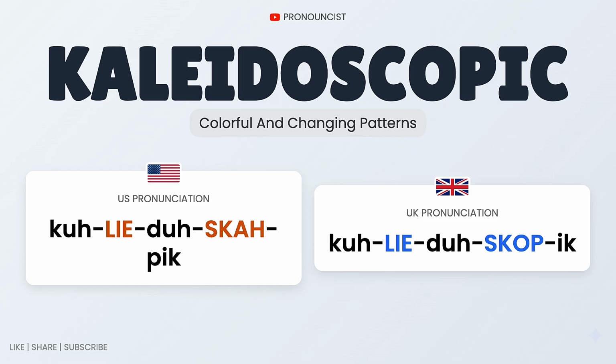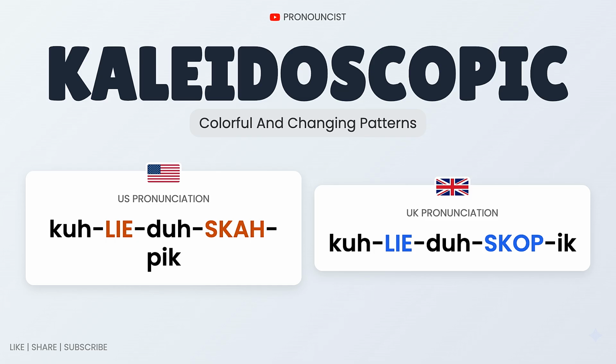Kaleidoscopic. K, lie, d, scop, ick. Kaleidoscopic. Emphasize lie and soften ska.